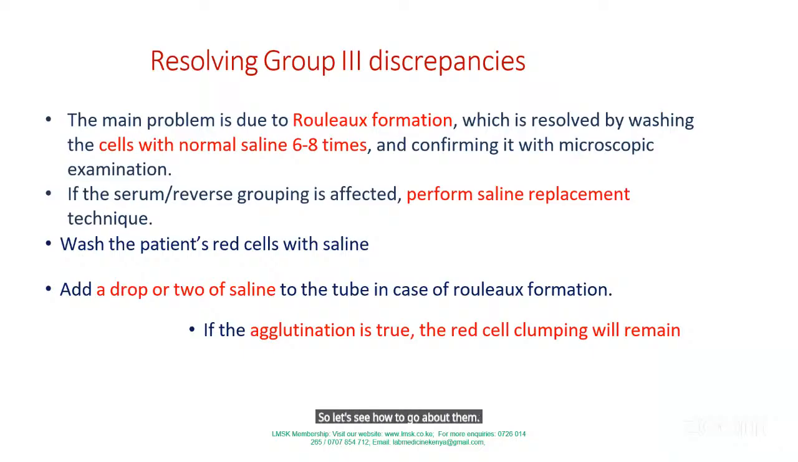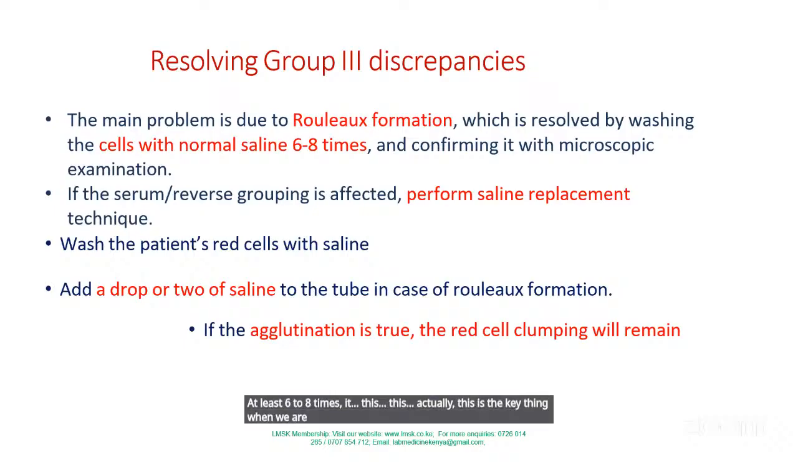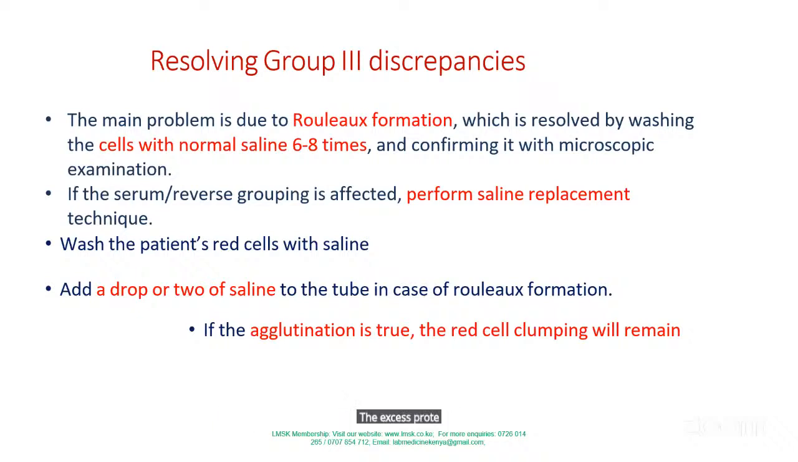So if the main problem is due to Rouleaux formation, this can be solved by washing the cells with normal saline. So you wash the cells properly with normal saline at least 6 to 8 times. This is the key thing when we are dealing with such kind of discrepancies, because the normal saline, what it does, it will just help remove the excess proteins that are being formed. That's what it will do. And confirming it with microscopic examination.